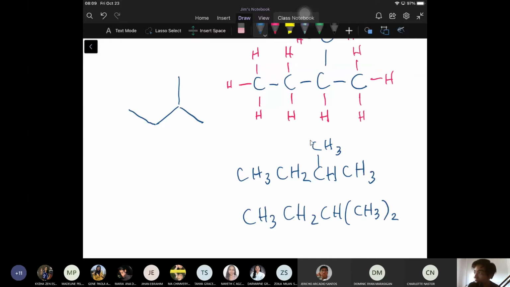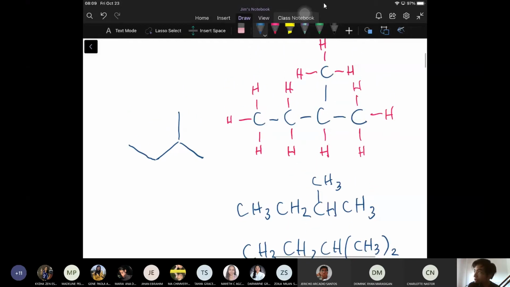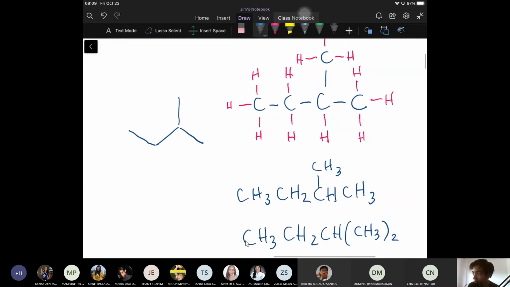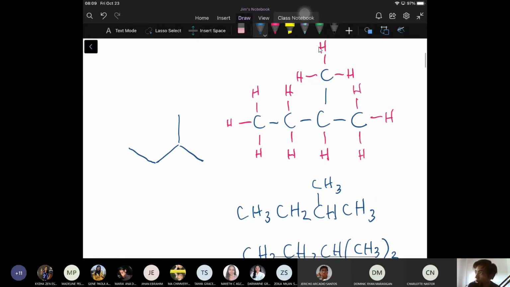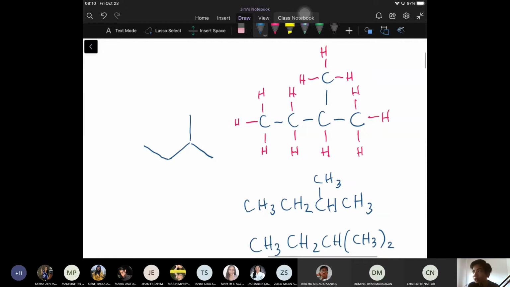Totoo ba yon? Totoo naman, di ba? May dalawang CH3 attached to this carbon. Ito yung mga CH3, they are attached to this carbon. So, pwede natin yan i-draw as ganito. CH3, CH2, CH, parenthesis, CH3, close parenthesis, 2. Ibig sabihin, may dalawang ganito na connected sa carbon na iyon. May dalawang CH3 connected to this carbon. Okay? So, ganun lang yung pag-draw. Ganun yung pag-interpret ng iyong line angle structure into Lewis and condensed structural formula.